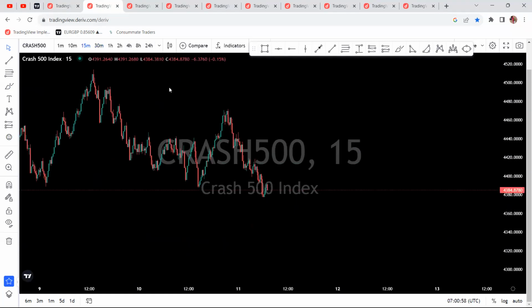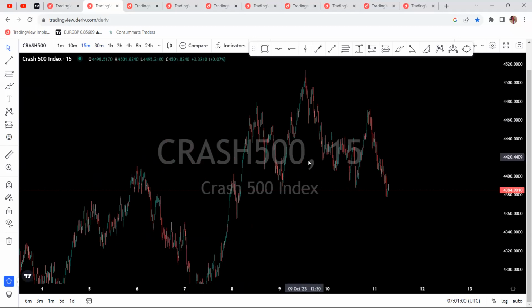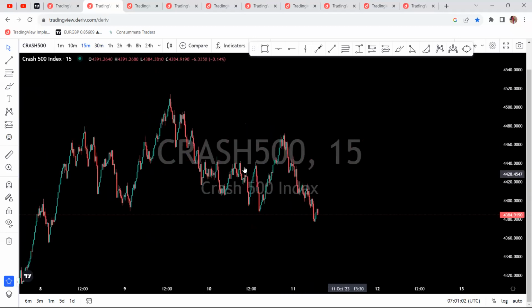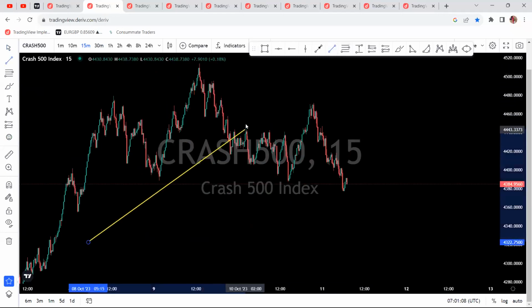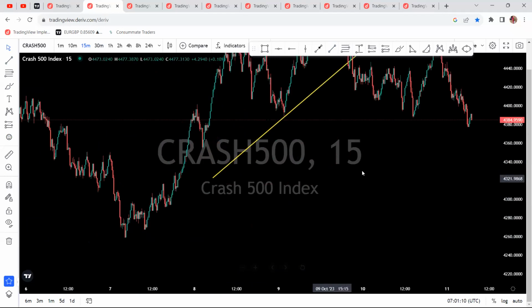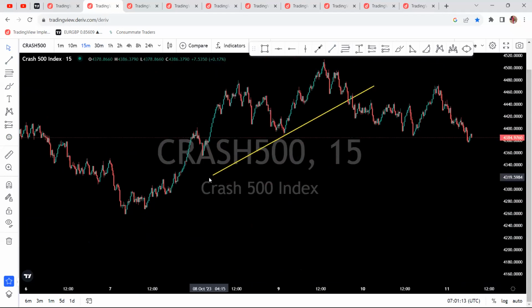Okay, so let's look at Crash 500. Crash 500 is doing well. Yesterday we discussed this down, okay? That this down is the first impulse against the trend. We saw it somewhere here, okay? We drew our counter-trend line yesterday. I believe you can remember what we did yesterday.